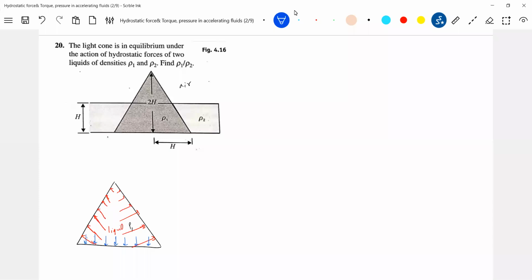Now, what are these red colors? Red color arrows are force exerted by the liquid on the slant face. What about the blue color arrows? Force exerted by liquid on the base. So this I will call slant face, and this is like a bottom.